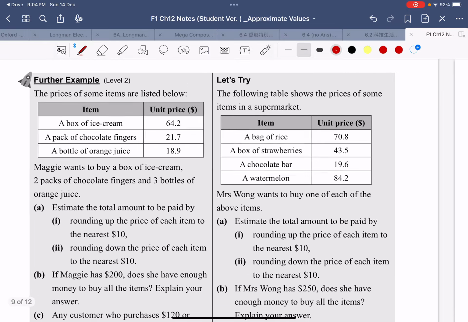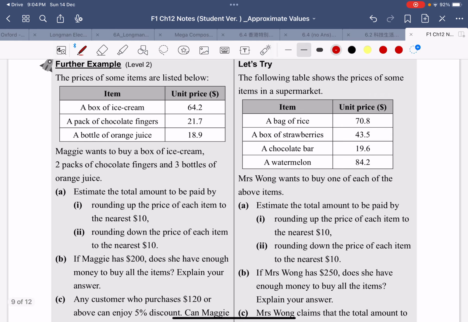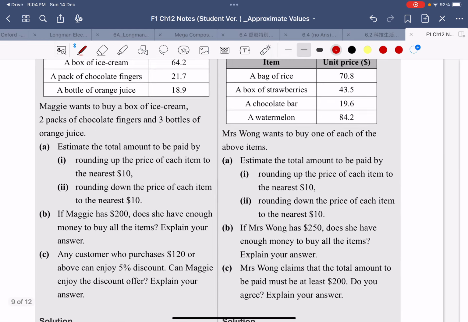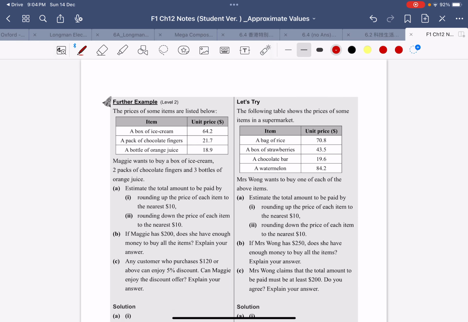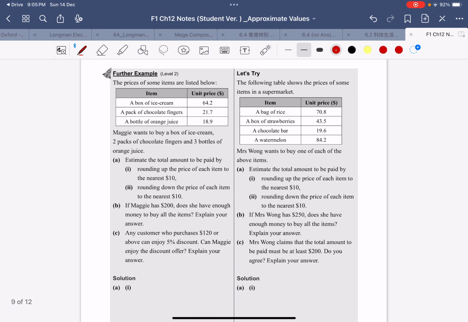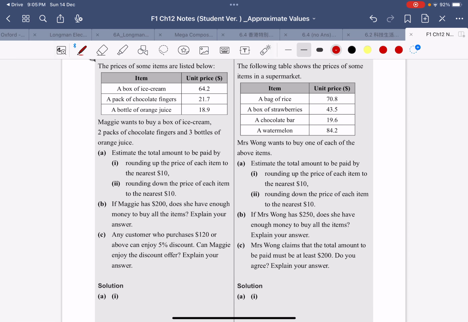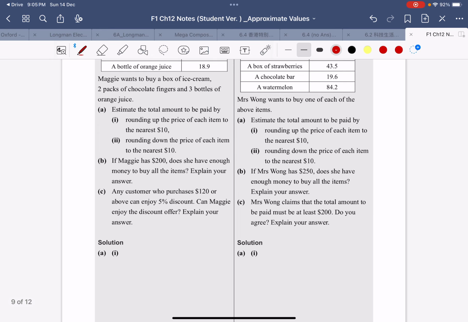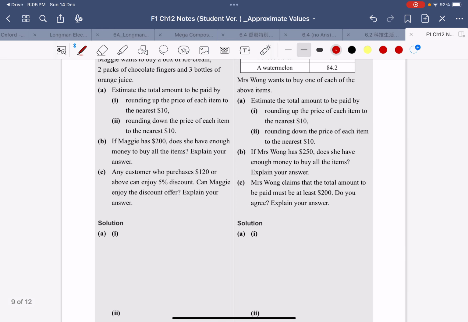Okay, further examples with some real life situation problems. Okay, look at the question first. Maybe I just minimize a little bit. Okay, we have some items with some unit price. And then Maggie wants to buy a box of ice cream, 2 packs of chocolate fingers, and 3 bottles of something else. Estimate the total amount to be paid by her, first rounding up the price.